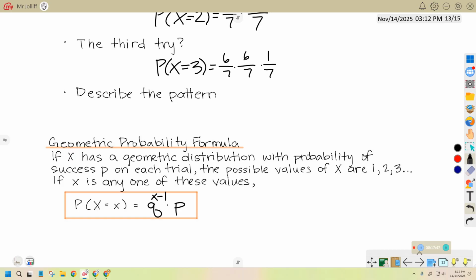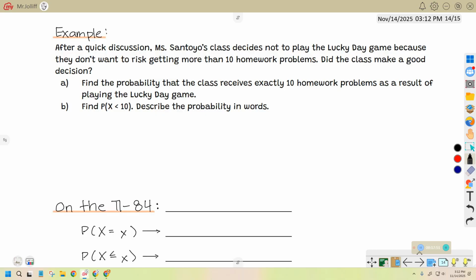We're going to do another example because it's good for us. So after a quick discussion, Mr. Santoyo's class decided not to play the Lucky Day game because they didn't want to risk getting more than 10 homework problems. Did the class make a good decision? And as statisticians, we need to answer that with numbers. So we're going to calculate some probabilities.